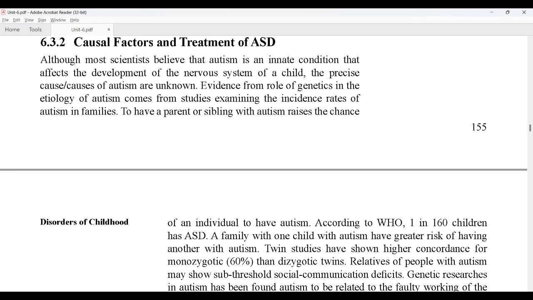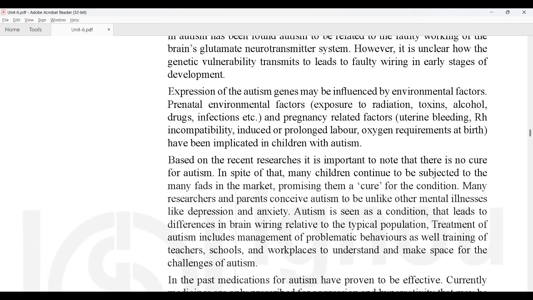Genetic research has found autism to be related to the faulty working of the brain's glutamate neurotransmitter system. However, it is unclear how the genetic vulnerability leads to faulty wiring in early stages of development. Expression of the autism genes may be influenced by environmental factors. Prenatal environmental factors, such as exposure to radiation, toxins, alcohol, drugs, infections etc., and pregnancy-related factors, such as uterine bleeding, Rh incompatibility, induced or prolonged labor, and oxygen requirements at birth, have been implicated in children with autism.